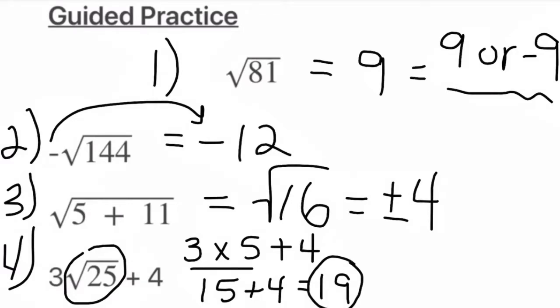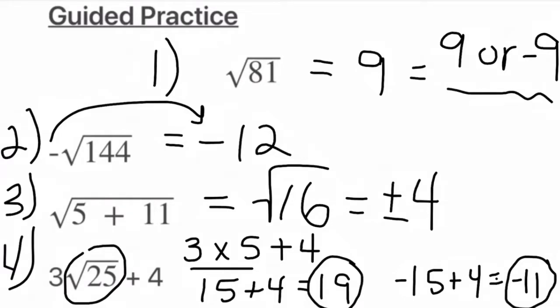Now, if you made the square root of 25 -5, the only thing that would change is this would be -15 plus 4, which would make my final answer completely different, and it would be -11. And I would never mark either of those wrong. But I will tell you, in your classwork, when it throws square roots into an order of operations problem, let's just go ahead for right now and assume that it is positive unless it specifically puts a negative in front of the radical sign like number 2 did.